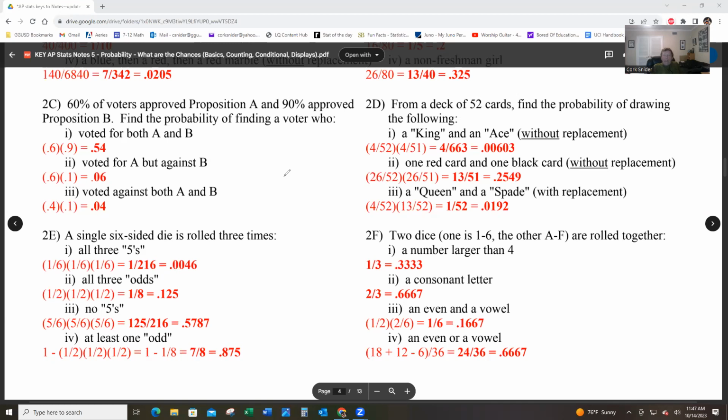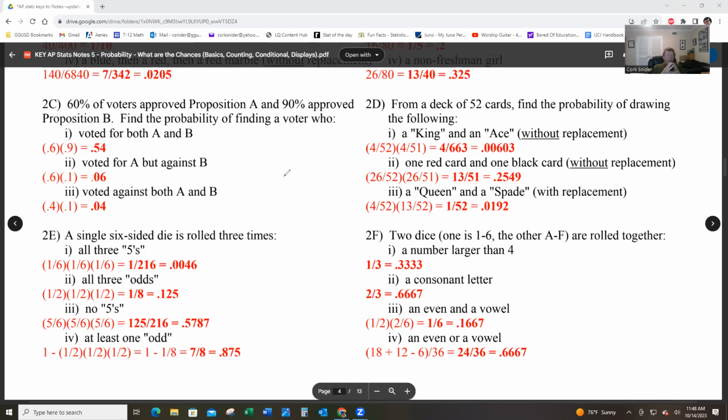So you got Prop A, let's say Proposition A is like a tax thing, lowering some taxes. And then Prop B is maybe some funding for schools, and that most people like to help fund schools. So most people don't like taxes. So let's say 60% of the voters approved Prop A and 90% Prop B.